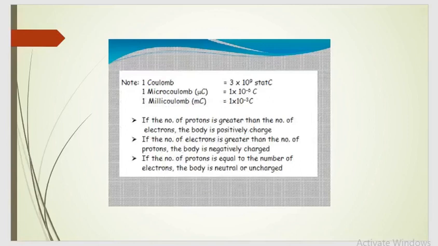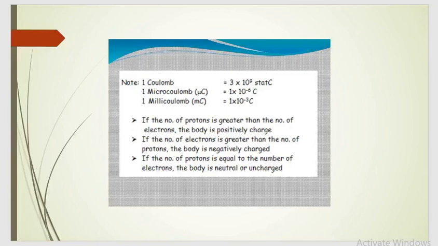Here are a few things related to electrons, protons or charge. 1 coulomb is 3 into 10 raised to 9 stat coulomb. 1 microcoulomb means 1 into 10 raised to minus 6 coulomb. 1 millicoulomb is 1 into 10 raised to minus 3 coulomb.